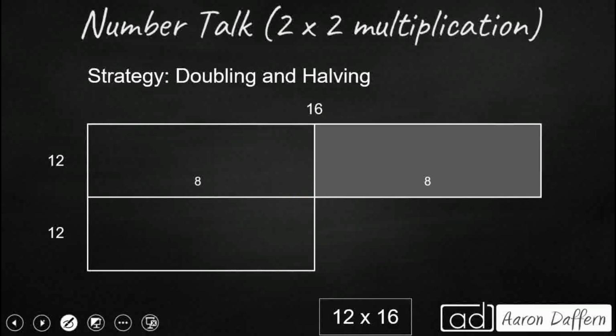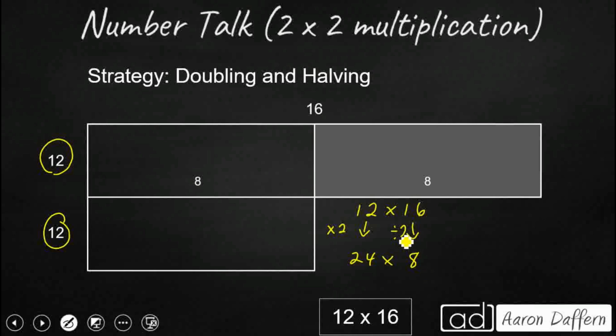Now, we could also use doubling and halving. Now, this is pretty fun. What we do is we take our two factors, 12 and 16, and we're going to take one and we're going to double it. So let's take our 12 and let's double it up to 24. And you notice we've got two 24s here. Now, in order to keep a balanced expression, if we're going to double one, guess what we got to do to the other? We got to cut it in half.